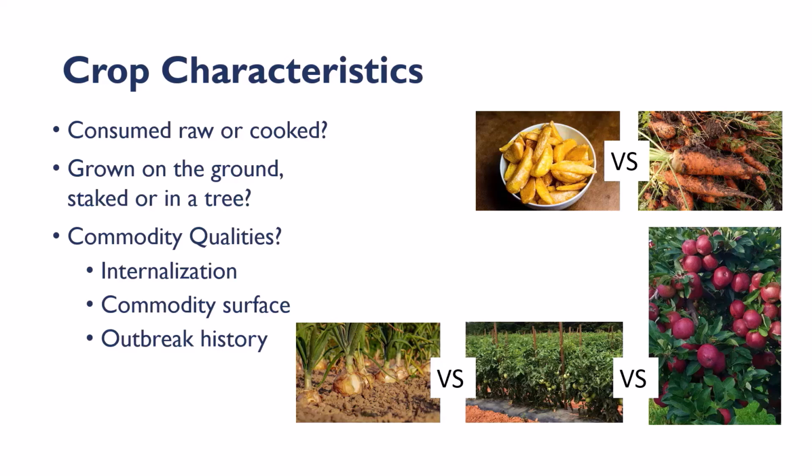This could include if internalization of human pathogens is possible, like with apples and tomatoes, or if the surface is harder to clean, or promotes the attachment of microorganisms. So, for example, bacteria has shown the ability to attach to cantaloupe with a netted rind. Has the commodity being grown been involved in a foodborne outbreak, and what was the reason for the outbreak?